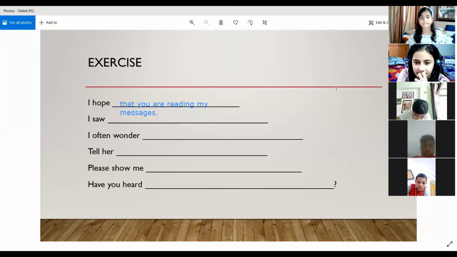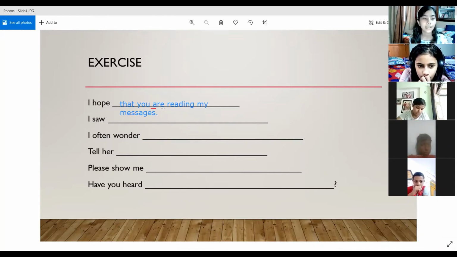Yes, Shubhangi. Tell me the verb part present in the clause. Sir, reading will be the verb part in the clause. Only reading? Sorry, are reading. Yes, sir, are reading. Can I answer the second one? Okay, answer. Sir, the answer will be, I saw the children playing in the park. Okay. The children playing in the park.